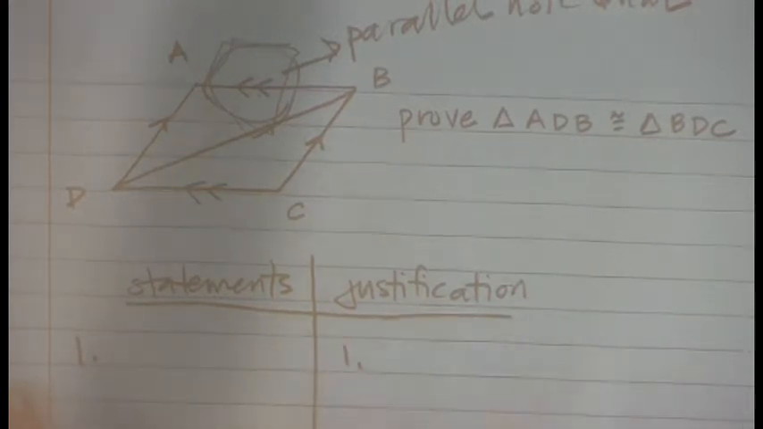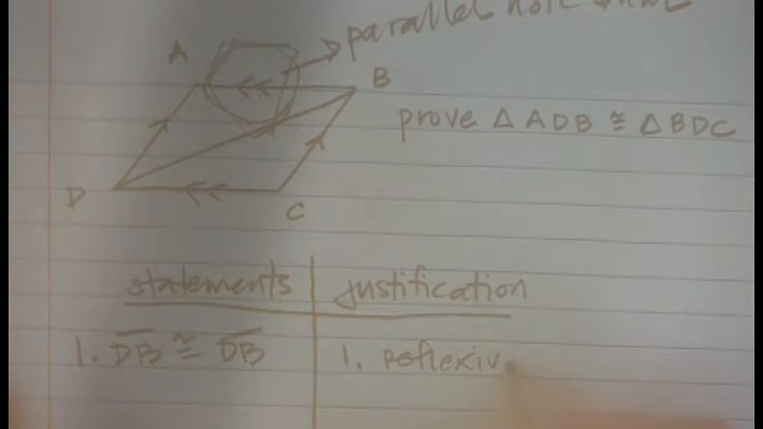Statement 1. Somebody tell me something that is true. Well, hang on. I'm going to start this way because we already said this one out loud. Side DB is congruent to side DB, and that would be reflexive. When it's written on top of itself, that's reflexive. Stop talking. So now you've got to come up with some angles. Jose, can you tell me something good?